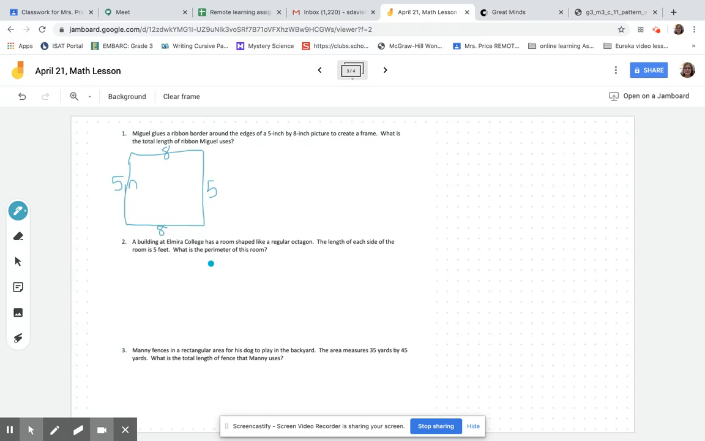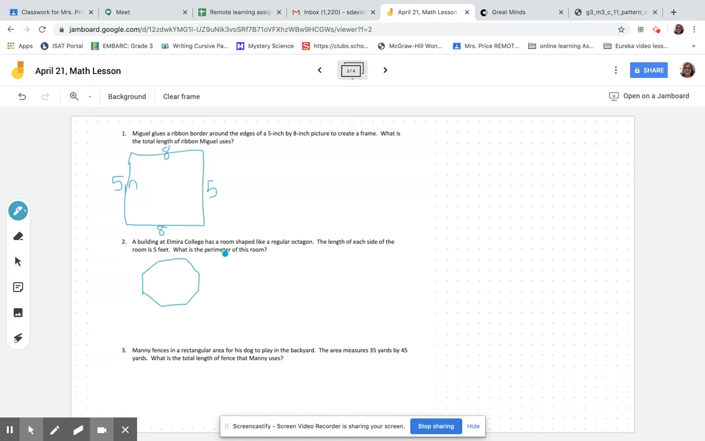Number 2, a building at Elmira College has a room shaped like a regular octagon. The length of each side of the room is 5 feet. What is the perimeter of this room? Well, an octagon has how many sides? Yes, 8 sides. So you need to draw that. Let's see if I can draw an octagon. 2, 3, 4, 5, 6, 7, 8. Okay, so draw the octagon.